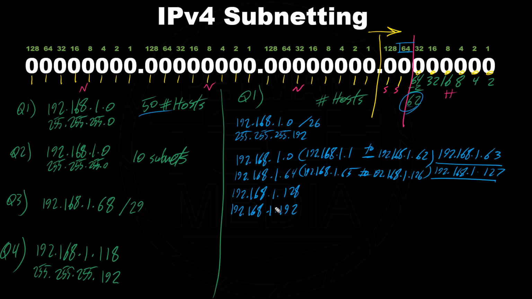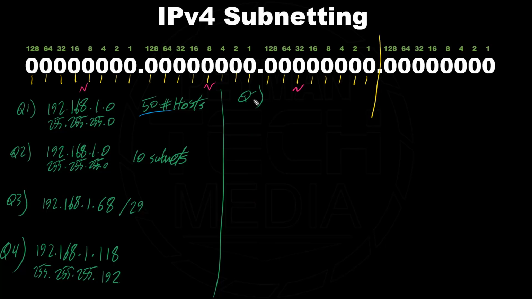So I'm going to erase all this. Question number 2: they give us a network address 192.168.1.0 and the default subnet mask, but they are saying 10 subnets. Because by default, 192.168.1.0 and the default subnet mask gives us one big network, but we need 10 subnets.